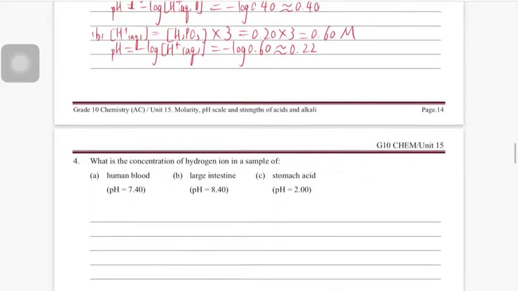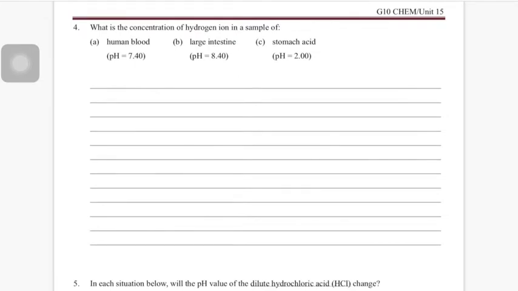Okay? And then, question 4. What is the concentration of hydrogen ion in a sample of the following example? Let's try part A, human blood. The hydrogen ion concentration, remember the formula should equal 10 to the power of minus pH. So it would be 10 to the power of minus 7.4. Right, and then if we put the number in, it should give us 3.98 times 10 to the power of minus 8 molar.